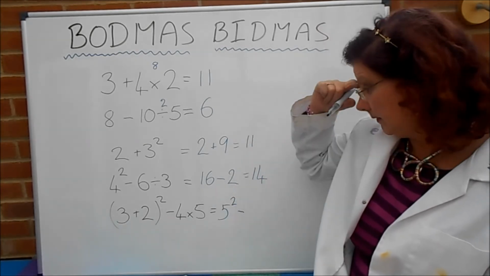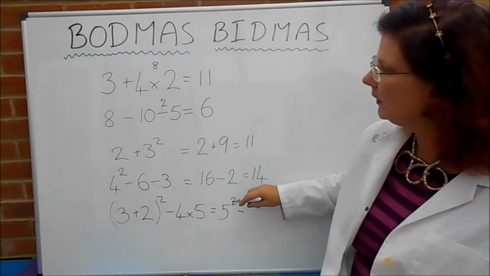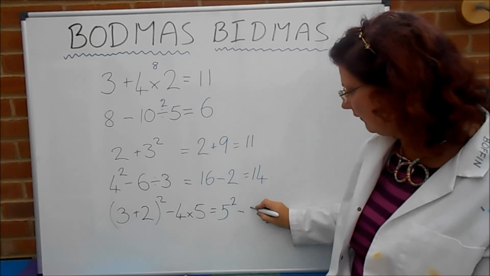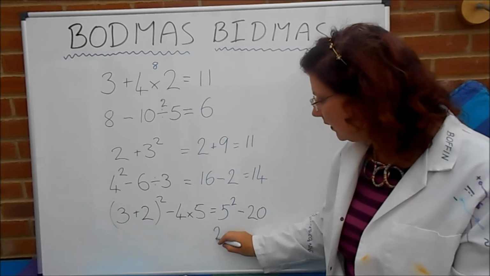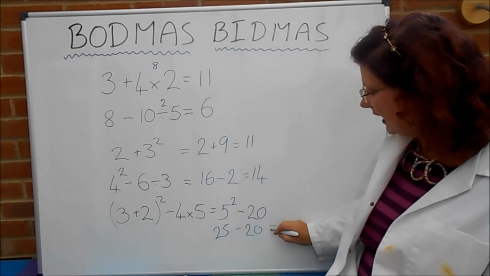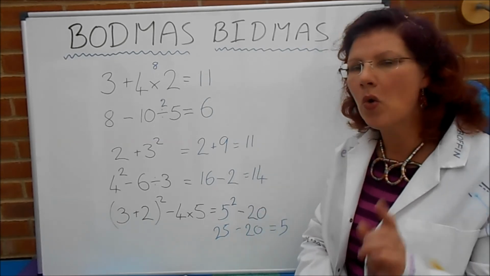Take away. Okay, so we've done our B for brackets, we've done our index, that's going to be there, we're going to do that in a minute. We need to do this multiply here. 4 times 5, that's 20. So that gives us a 25, take away 20, we get an answer of 5. If you got that, well done.